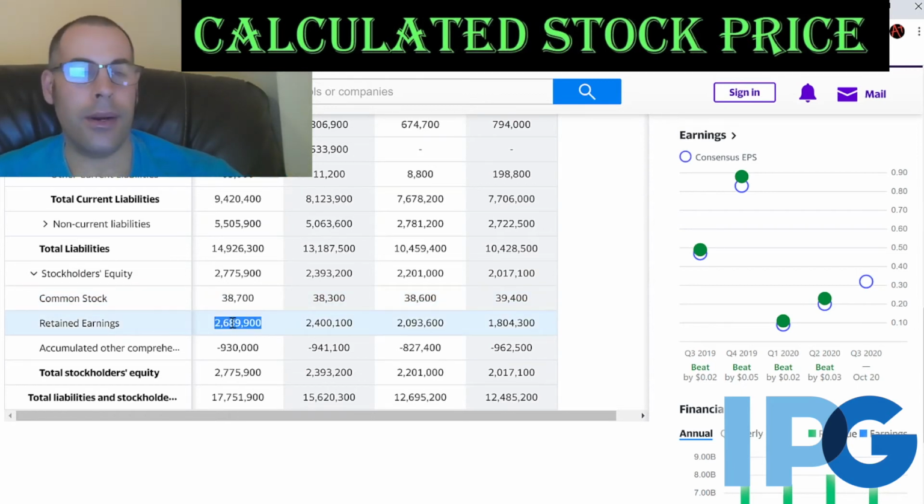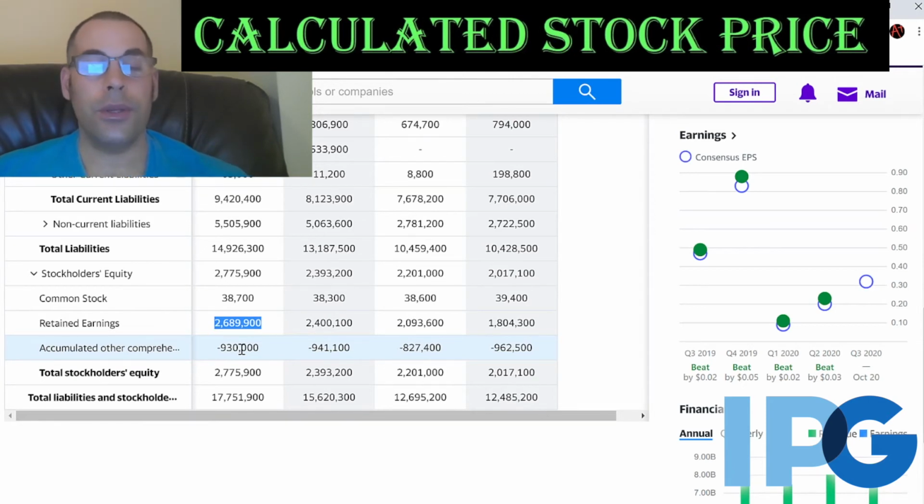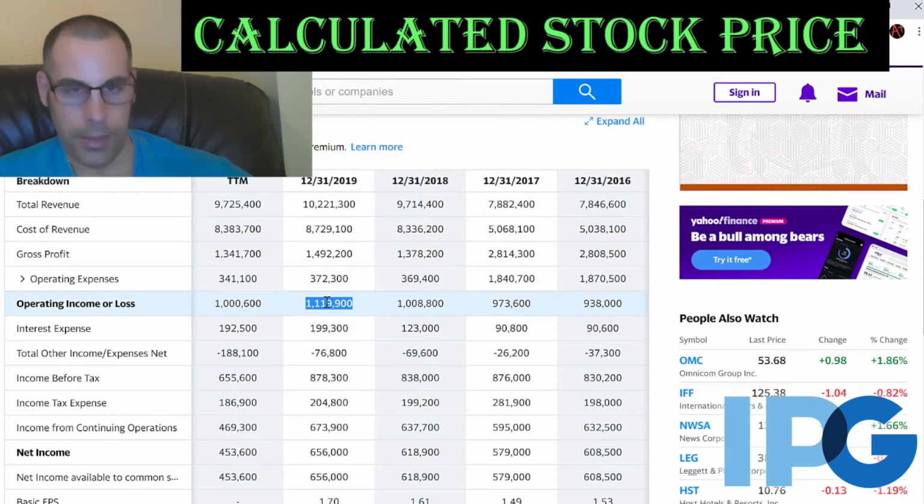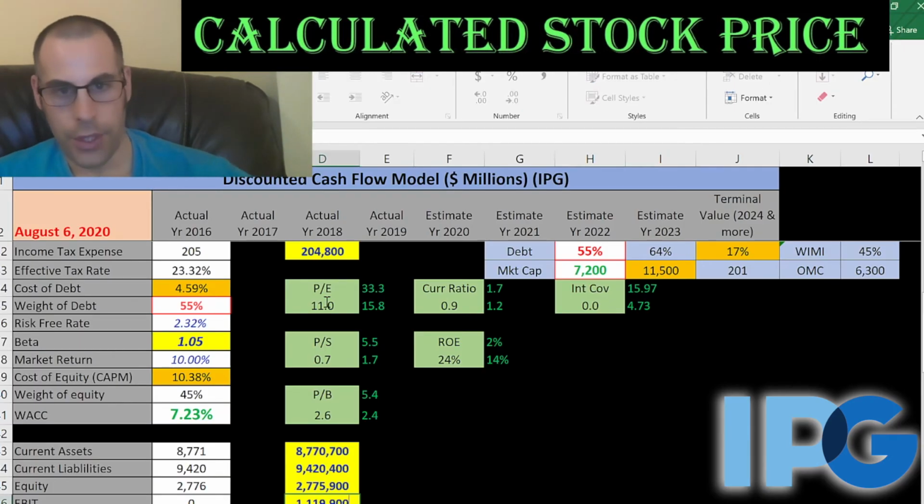And retained earnings is the money the company earned minus the dividends. So it's the money the company can use to grow its business or to pay down debt. They have negative $930 million of accumulated other comprehensive income. These are unrealized losses on some of its securities. When they actually do sell the security, they will have to take the loss and then book it into the income statement. They have $1.1 billion of operating income. That's how much money they earn from their operational business.